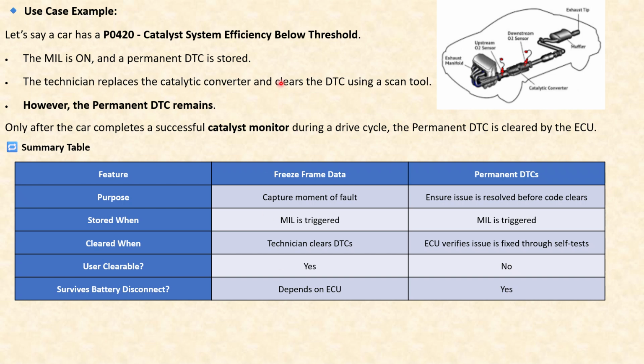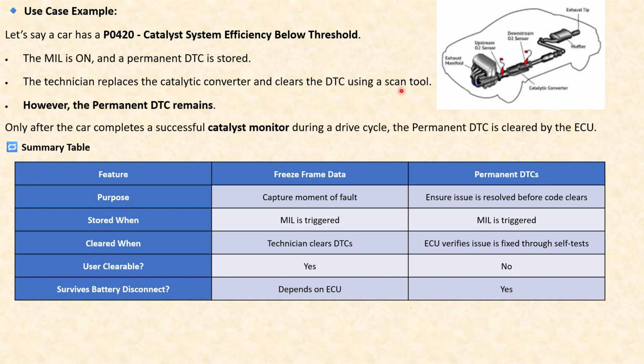The use case example. Let's say the car has P0420, and as per this DTC, catalytic system efficiency is below threshold. The MIL is on and a permanent DTC is stored. The technician replaces the catalytic converter and clears the DTC. Only after the catalytic converter is replaced is the DTC cleared using the scan tool. Until then, the DTC cannot be cleared.